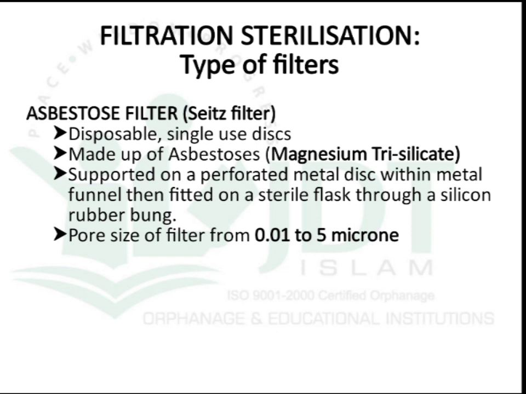The second one is the asbestos filter, or Seitz filter. This is made up of asbestos or magnesium trisilicate. These are disposable single-use discs supported on a perforated metal disc within a metal funnel, which is then fitted on a sterile flask through a silicone rubber bung. It has a pore size of 0.01 to 5 micron.